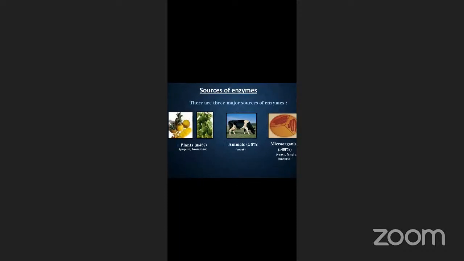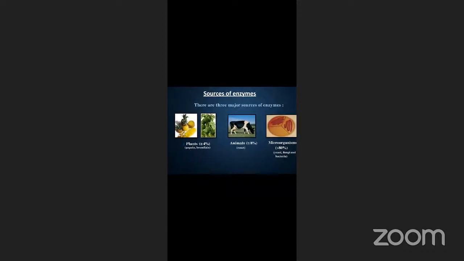Okay, so this is about the applications where we can use them. Now, what are the sources of the enzymes? There are three major sources. First, plants, like papain from papaya and bromelain from pineapple. Then animals, like rennet from cows. Then microorganisms: more than 80% of enzymes we get from microorganisms like bacteria, yeast, and fungi.